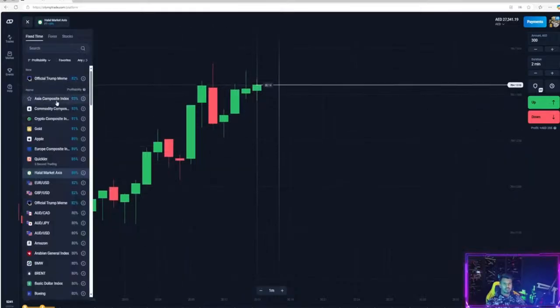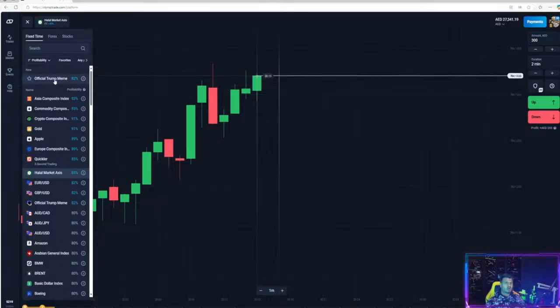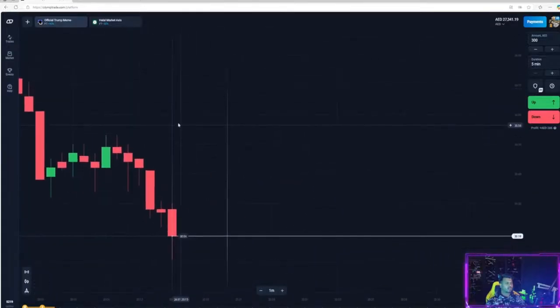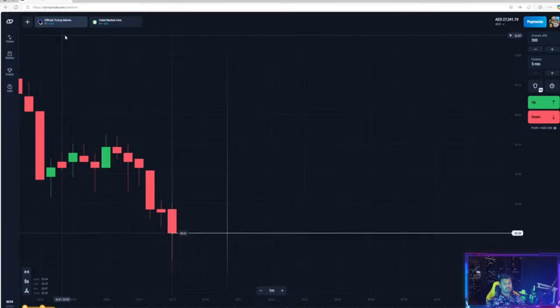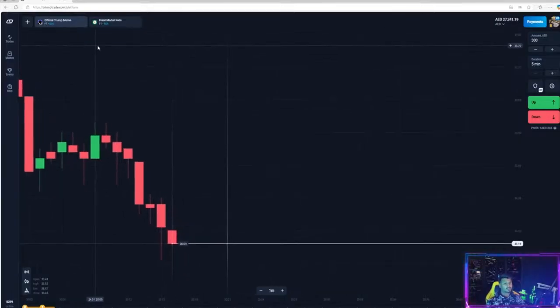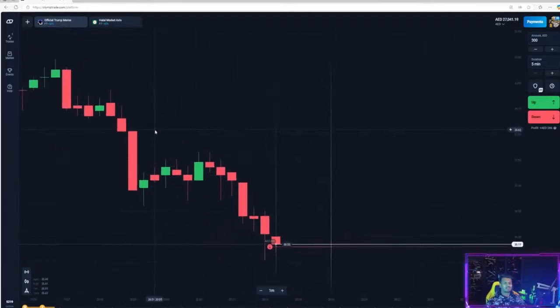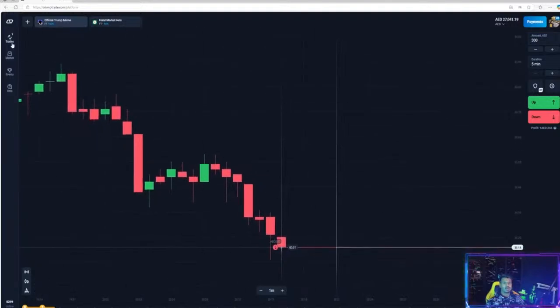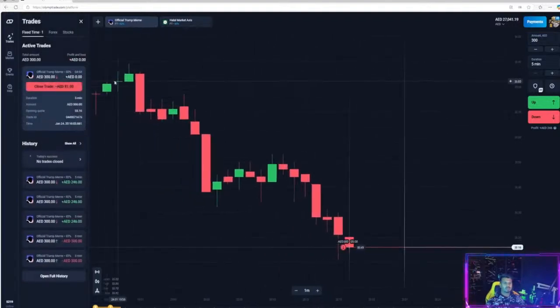And we can use the Asia composite and all. Wow, there is a new official Trump meme here, guys. So we will use the official all in trade today, maybe named on the Trump. Okay guys, let's check one down trade here because it's just moving down and down and down. So we make it for the 2 minute duration.